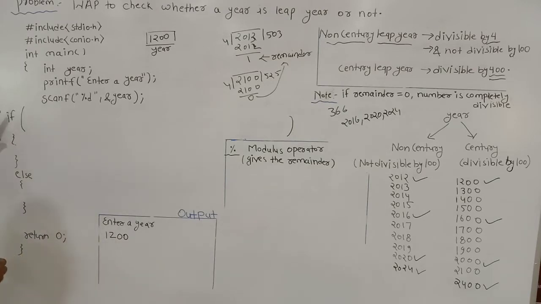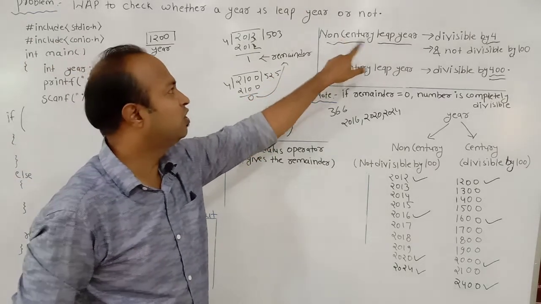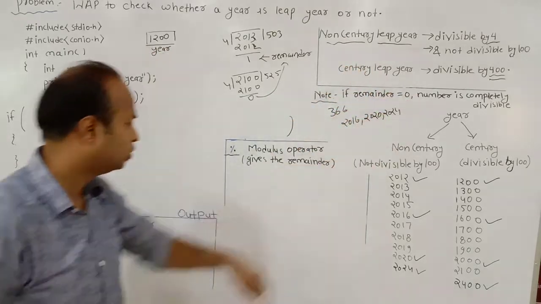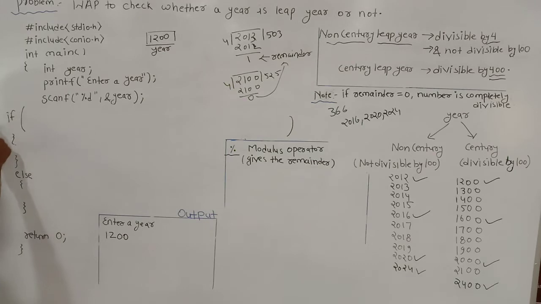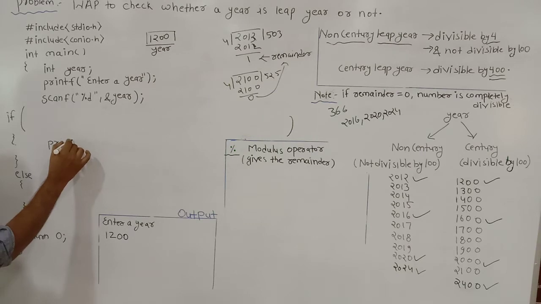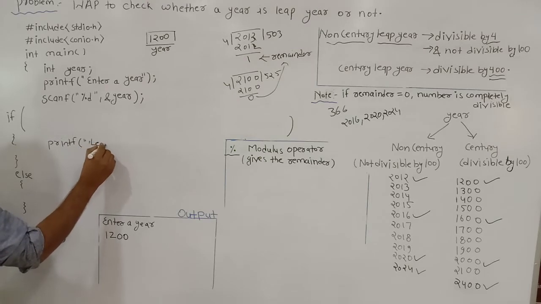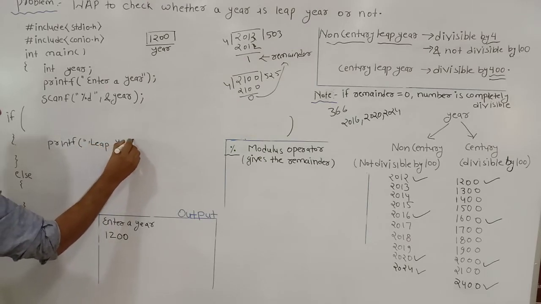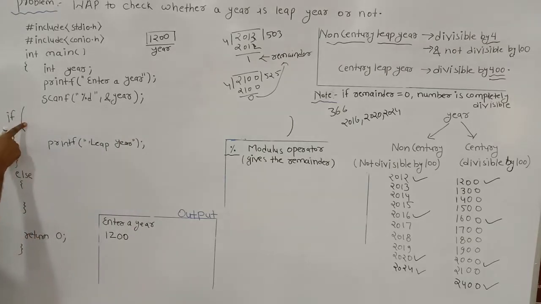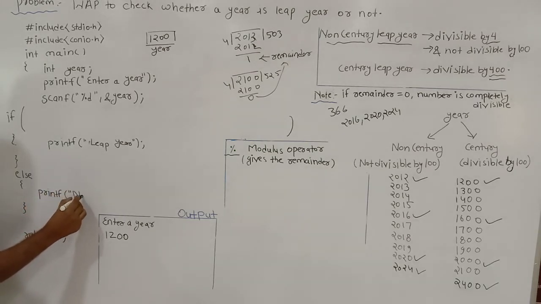Now, here we are using the concept of if else. Within the if, we will write the condition for checking leap year, for non-century leap year and for century leap year. If the condition is true, we will move inside the if and print "number is leap year". And if the condition is false, then we move to the else part and print "not a leap year".